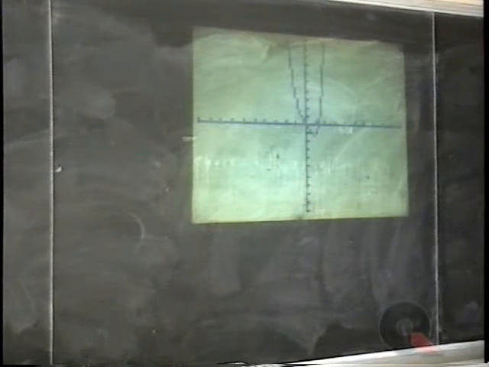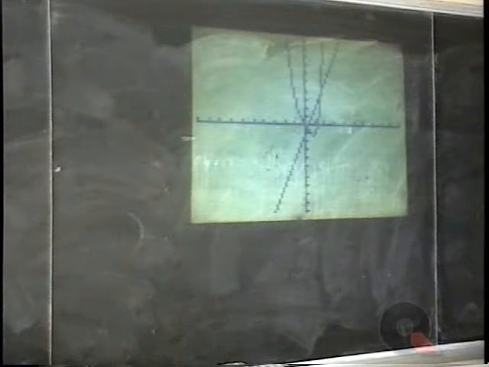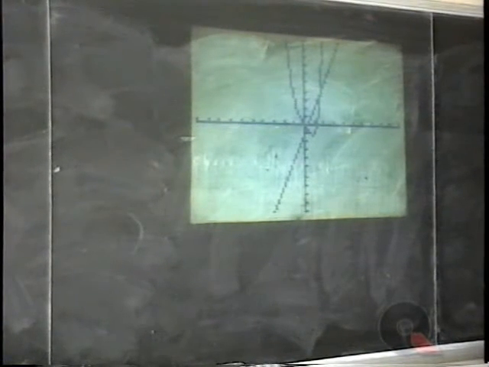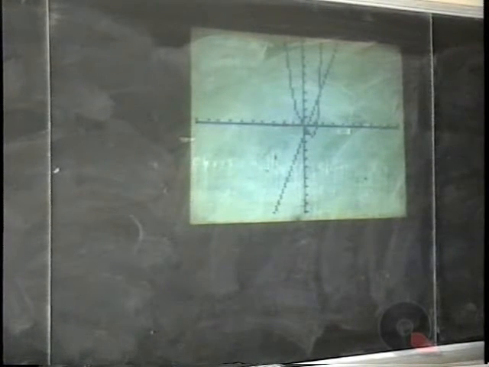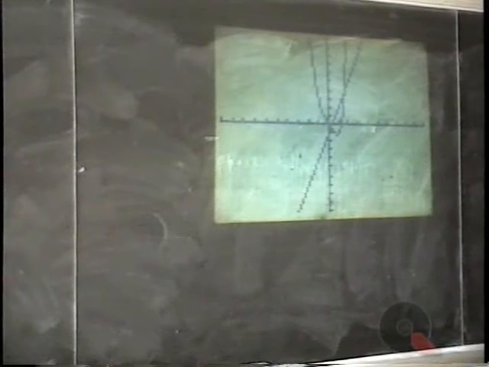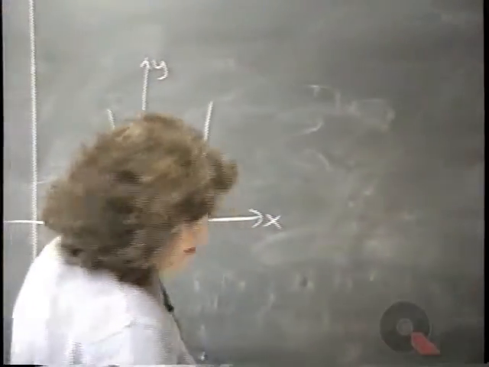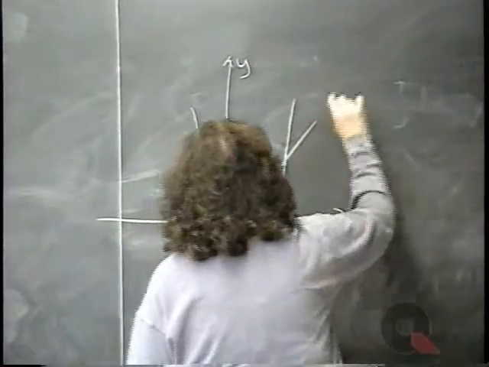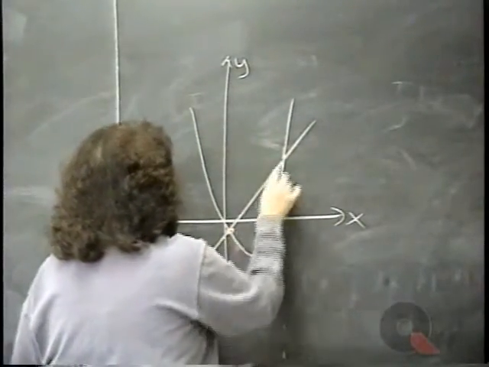Picture is very similar to what we had before, except it's a 4th degree curve. It's a little skewed over there. It's not exact, it's not a parabola. But we have something like this. And the line goes somewhere like this. And we're looking for these 2 points of intersection.